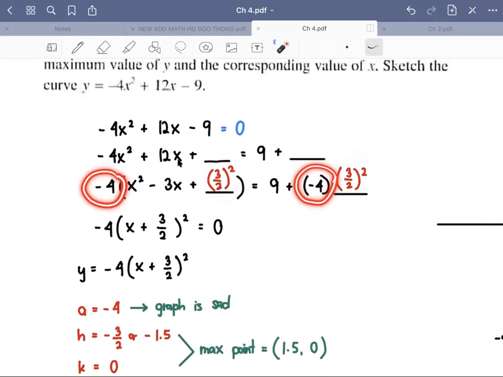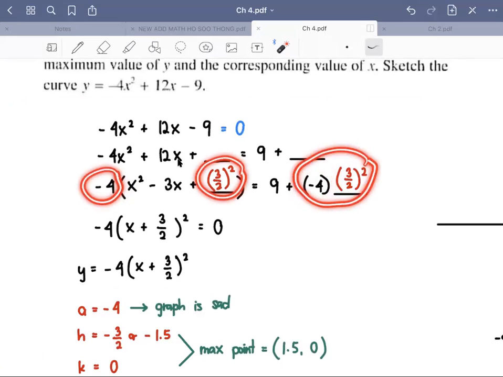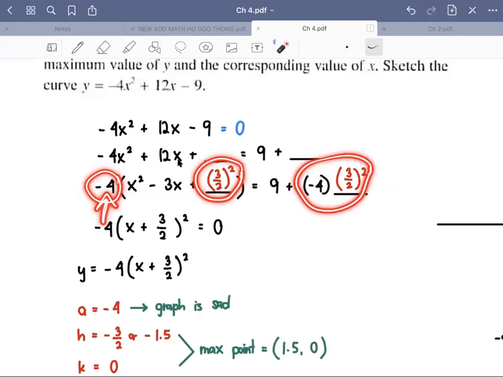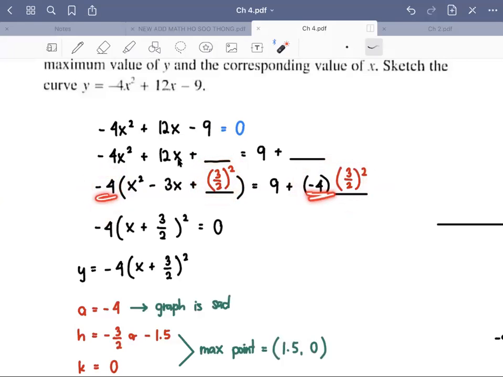If you multiply this by negative 4, because this times this, you also need to do the same thing here. So don't forget this one. Because you factored out negative 4, in order for you to get this, you need to multiply it by negative 4. That's what you also need to do on the other side. And after that we need to factorize this now. So bring down negative 4, and then you factorize this. The square root of this is x, and then half of this is 3 over 2.